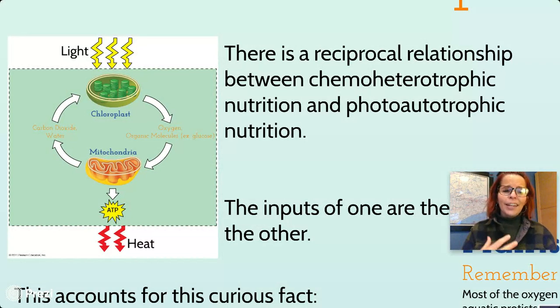You and I only do chemoheterotrophic nutrition. That's the only way. We cannot store our own food or make our own food within our bodies. What I'm trying to say is we only have mitochondria. Don't forget that plants have both chloroplasts and mitochondria, so they're doing both of those processes.